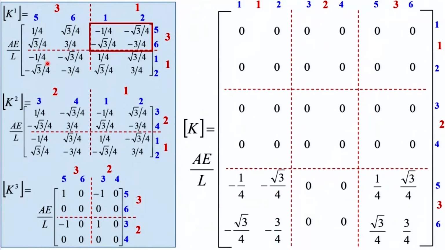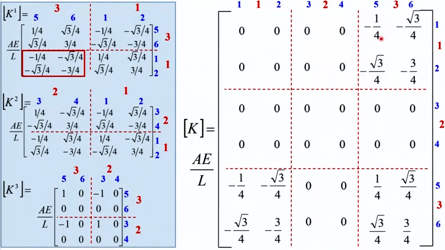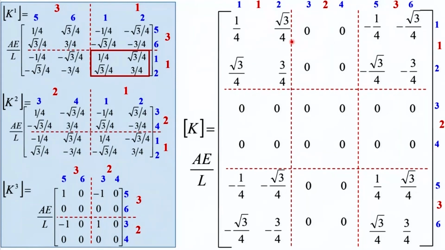Now, go to the next block of the first element. This block is between 3 and 1, with 3 in the row and 1 in the column, so we need to put this here. Similarly, we go to the next block. This is between 1 and 1, so 1 is here and 1 is here. Based on the information of the first element, we have now populated the stiffness matrix like this. Now, a similar thing we have to do for the other elements as well. Let's do it for the second element. For the second element, we will take the first block.